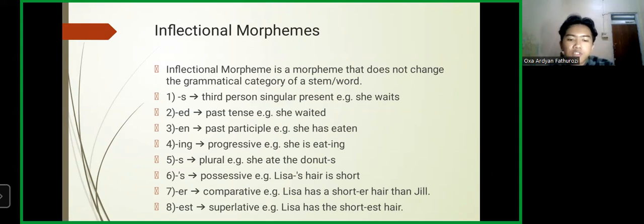And then the seventh one we have the suffix er, which is for comparative. For example, Lisa has a shorter hair than Jill. And then the eighth or last one is the suffix est for superlative. For example, Lisa has the shortest hair. Okay, next slide.